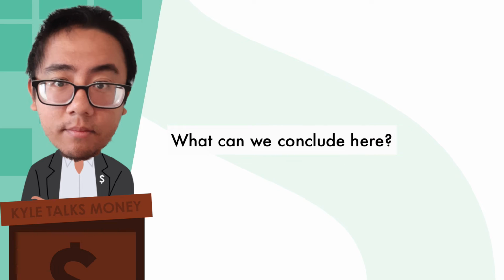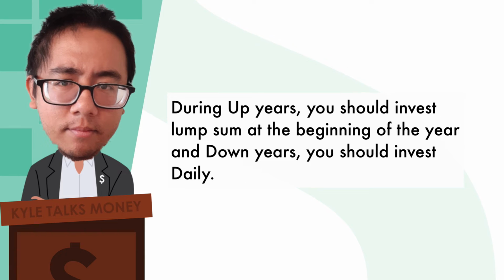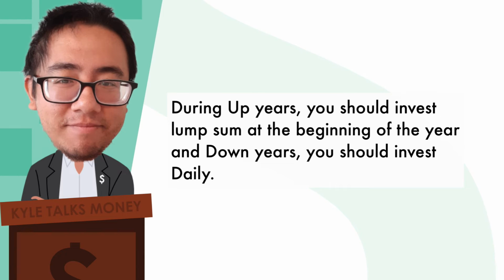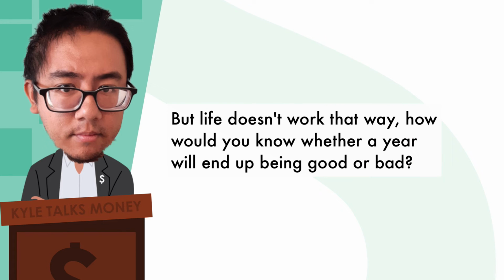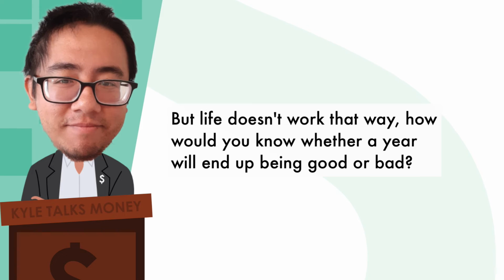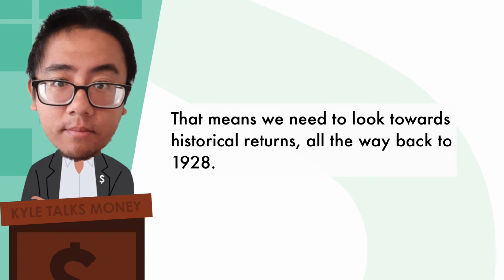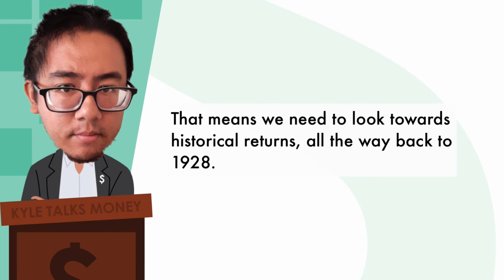What can we conclude here then? During up years, you should invest lump sum at the beginning of the year, and down years, you should invest daily. But life doesn't end up that way. How would you know whether a year will end up being a good year or a bad year? That means we need to look towards historical returns all the way back to 1928.